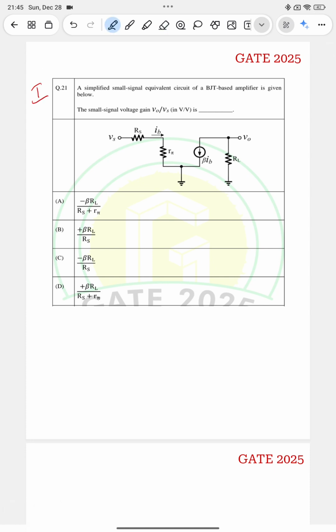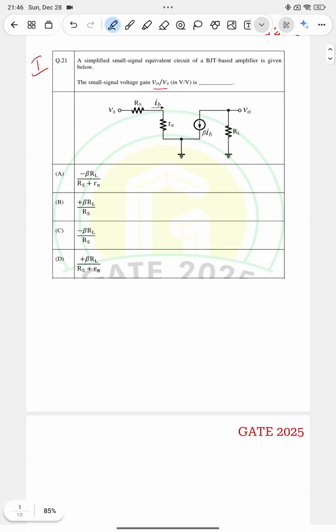This question is related to the BJT amplifier, and it was taken from GATE 2025. The question is: a simplified small signal equivalent circuit of a BJT based amplifier is given below. The small signal voltage gain V0 by Vs is equal to dash. So we have to find V0 by Vs, the gain. How to find this? We'll see.